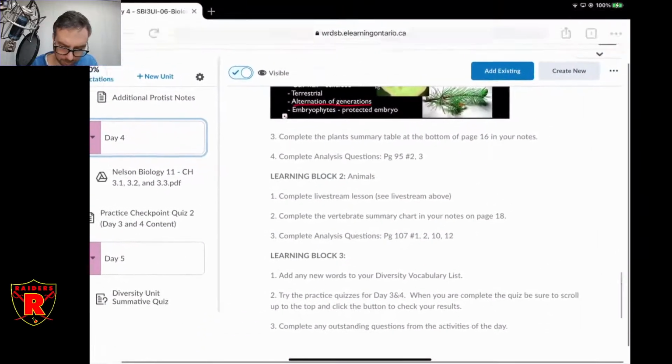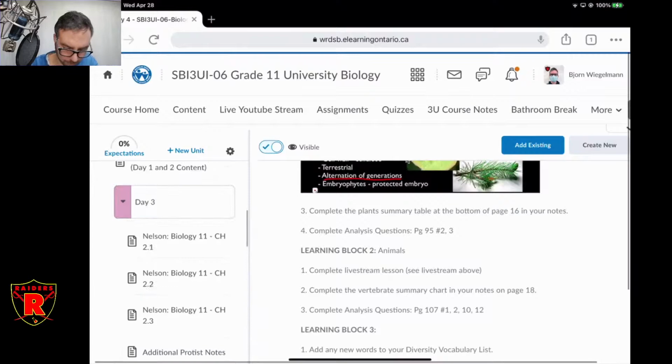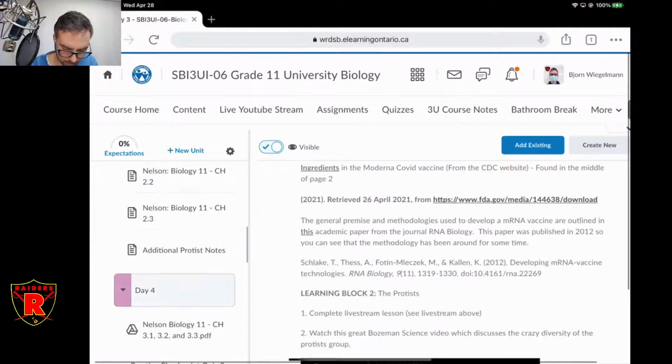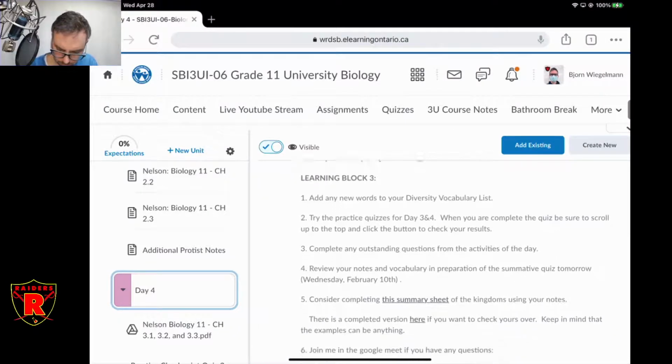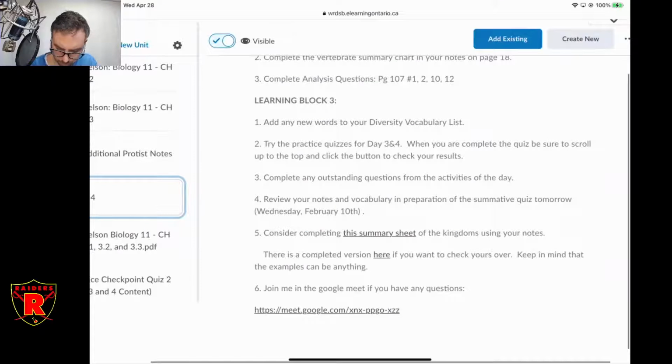Oh no, this isn't right. Wait. Why is it not showing the bottom here? There we go. So it says there's a completed version here at the bottom. I guess you can just download it if you want.